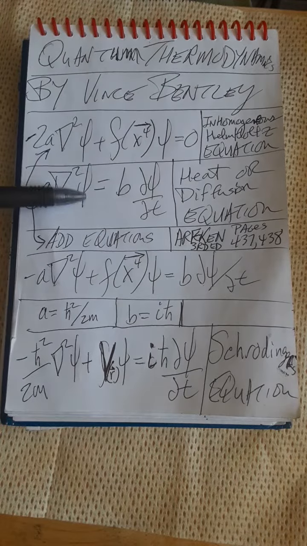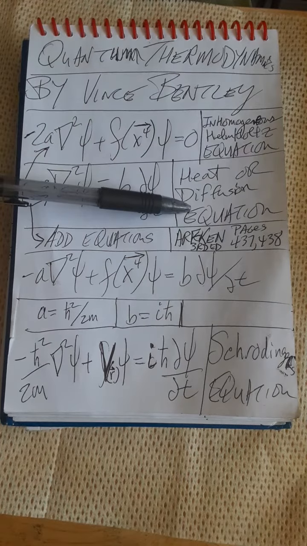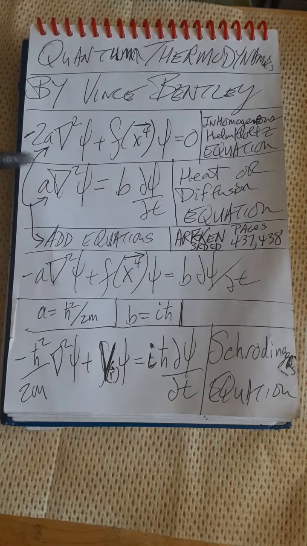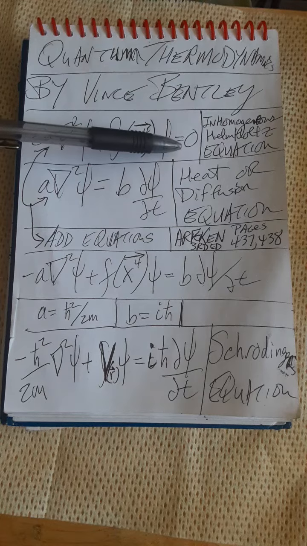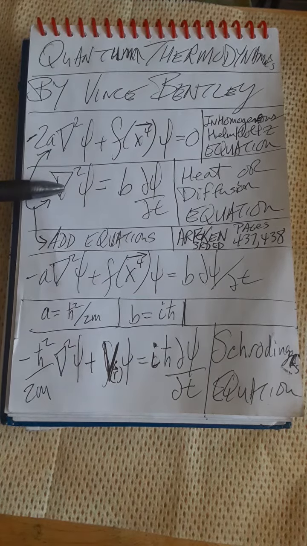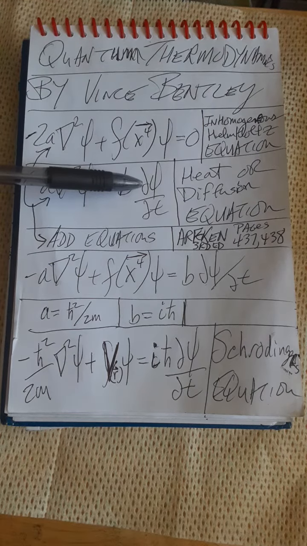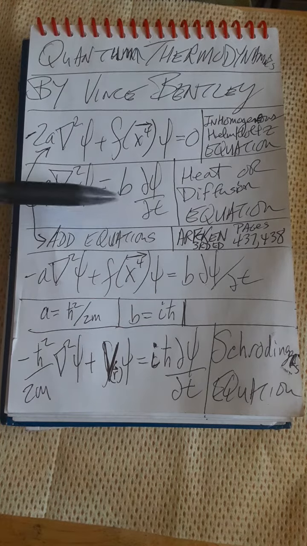Okay, let's take a look really quickly at the heat equation or the diffusion equation. By the way, of course, this is negative 2a del squared psi plus some function of x, y, z, and t times psi equals 0. This is, we'll just make some arbitrary constant a, del squared psi plus another arbitrary constant b, the partial of psi with respect to t.